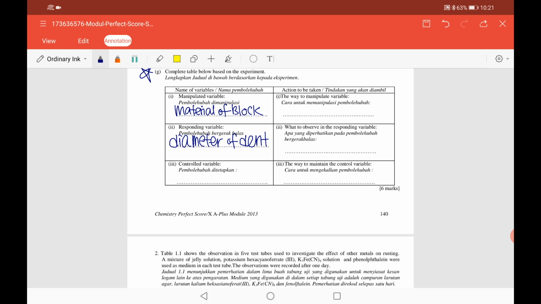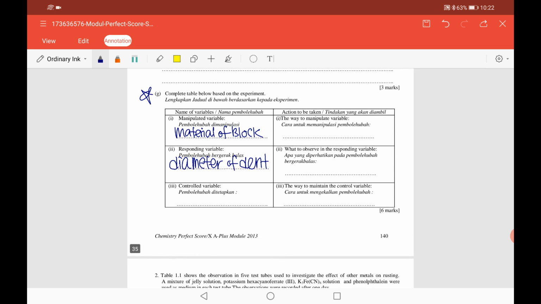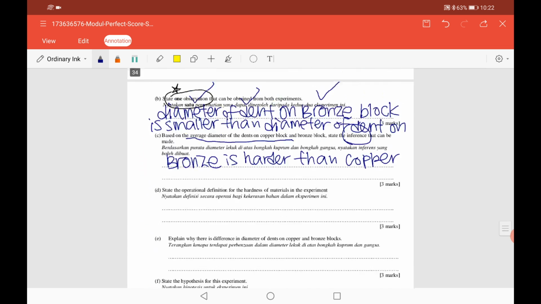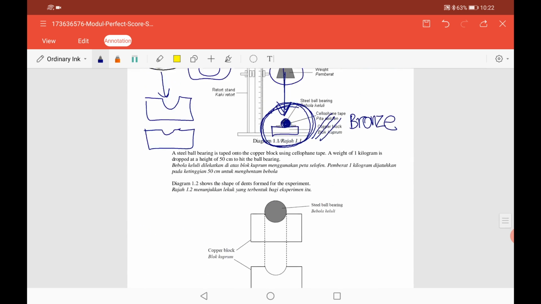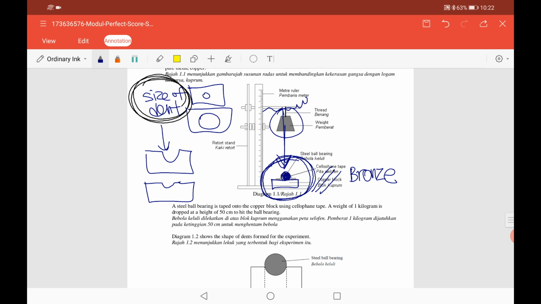What is the control variable? In this case, what do we need to fix? Always remember, guys, a control variable must be something that can potentially affect the result, and we need to fix it. That is called a control variable. The result we want is the diameter of the dent. So ask yourself, apart from the different material of the block, is there any other factor that can also affect the size of the dent? There are a few. For example, the weight. You must fix it.